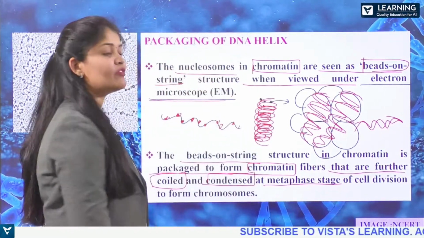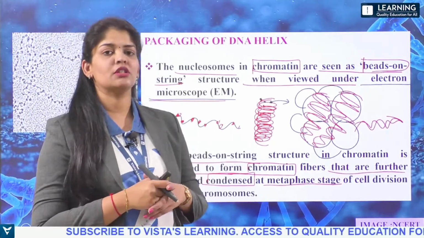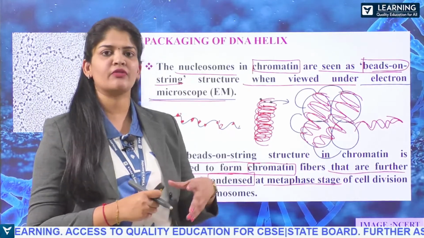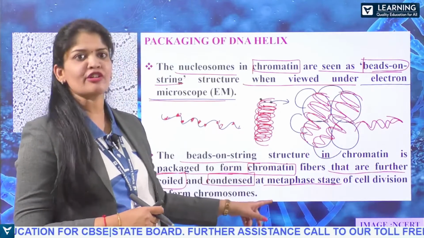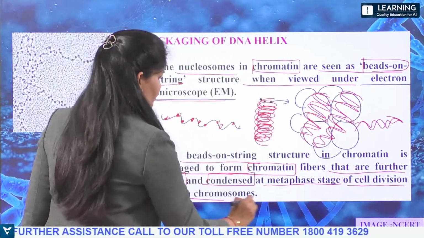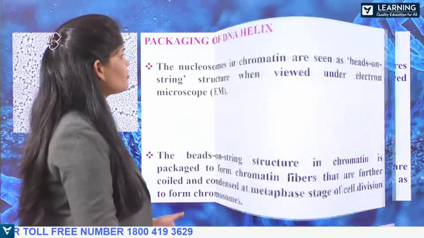That condensed form we can see at the stage of metaphase. Well, in the previous class, that is class 11, we came across cell division where we have different phases like prophase, metaphase, anaphase, telophase. During the metaphase stage of cell division, we do find the presence of this chromatin in its condensed form.